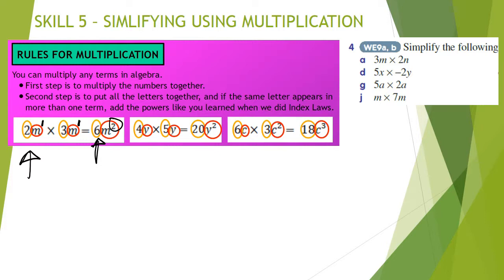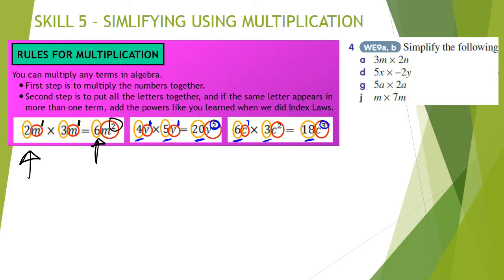If we look at the next one, we've got 4 times 5 in the orange gives 20. And then we've got y to the power of 1 and y to the power of 1, and they add to give y squared, or y to the power of 2. So our final answer is 20y squared. The last example is 6 times 3 gives 18, c to the power of 1 and c squared gives c cubed, which is c to the power of 3.